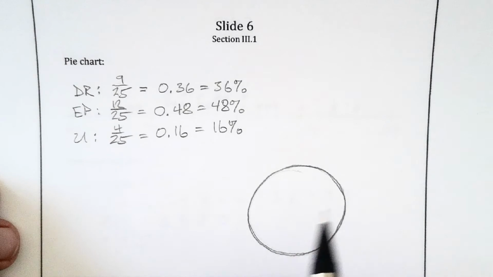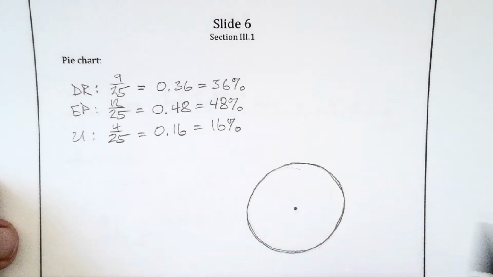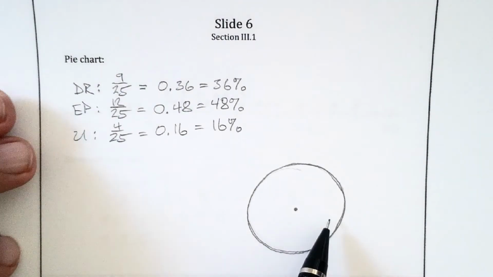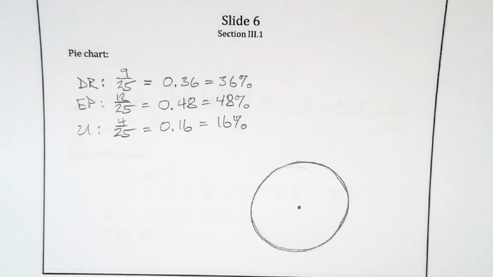Okay, so how to use the circle. Let's put a dot in the middle. There's the center. And each of these categories gets a wedge of the circle whose angle corresponds to the percent represented by that category. So the fraction of the 360 that the angle represents should be equal to the fraction of the population represented by that category. So 36%, for instance. If I do 0.36 times 360 degrees, I get 129.6 degrees.